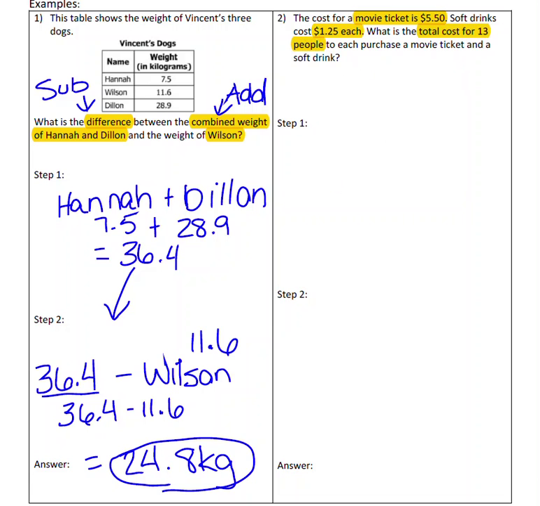Now, a lot of people are going to see that total right there and think, oh, well, I need to just add all of them together. But it's not just adding. There's actually another operation in there. So the first step is to add. I need to add the ticket plus the soft drinks. So I'm going to do the ticket plus the drink to figure out how much is that going to cost me.